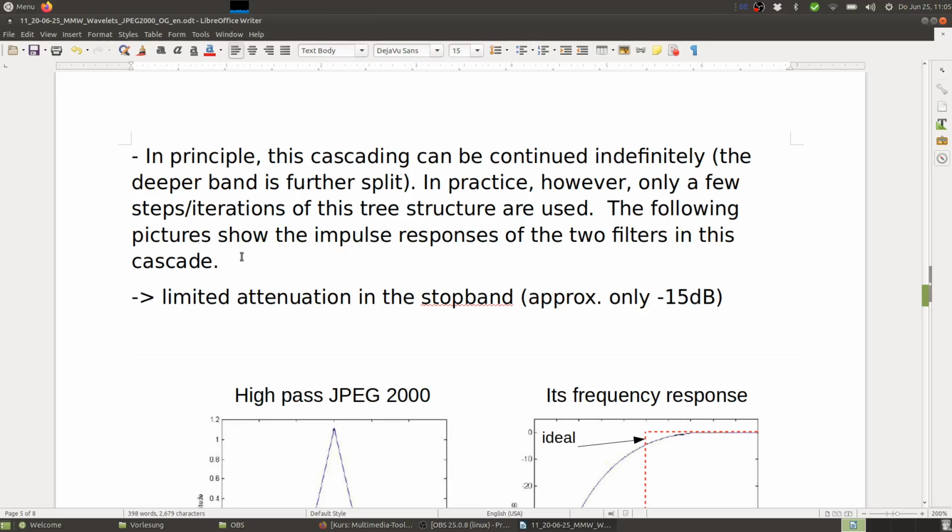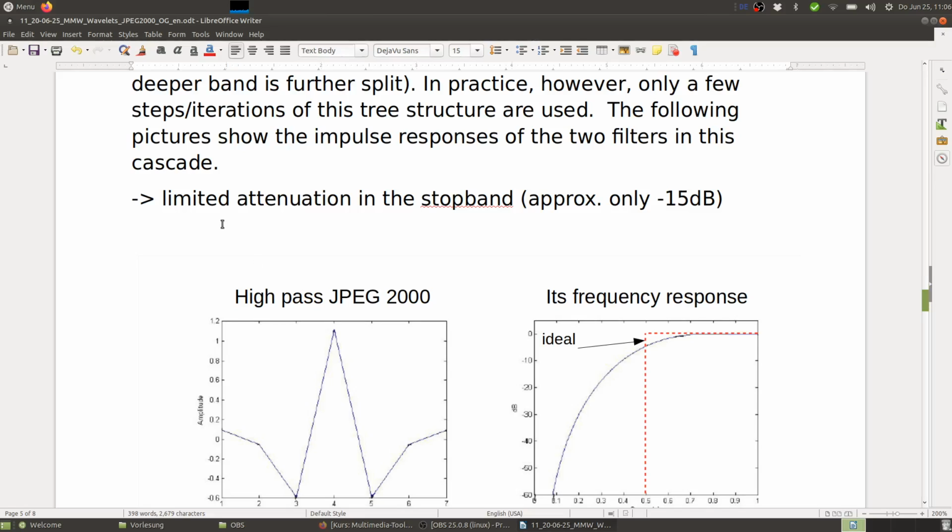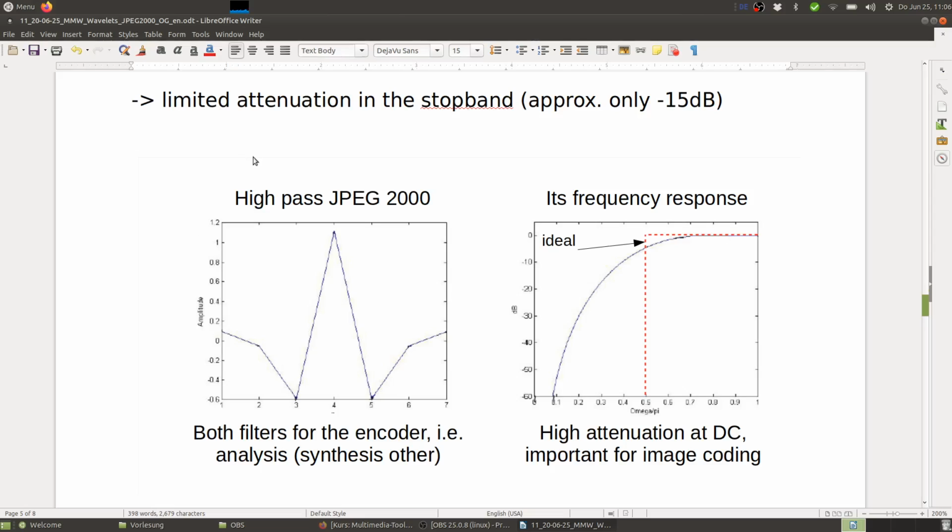And with just 2 samples in the impulse response of our filters, we basically get very bad filters. So that's why in wavelets we use much longer filters, which means the impulse response is covering several of those blocks. That means we have overlapping blocks basically as the effect. Yeah, so here are the filters. We still have limited attenuation in the stop band. We get approximately only minus 15 dB, except if you look at this high pass of JPEG 2000.